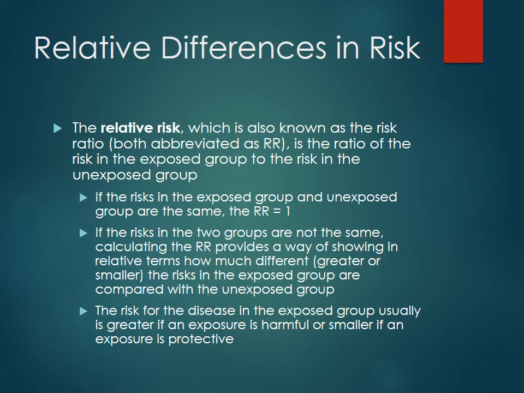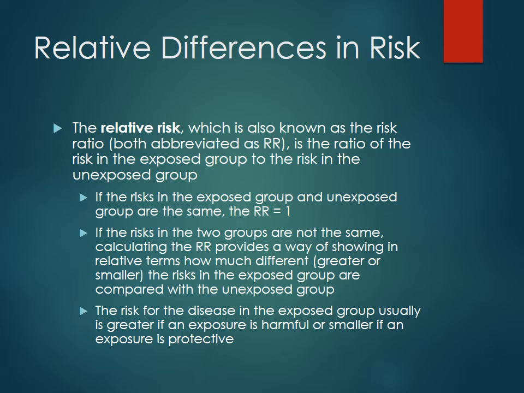So the relative risk, and so when we say relative risk, what do you think we're going to be doing with those two different risk numbers? Yeah, now we're going to start dividing them by one another. So the relative risk is going to be that relative measure. It's also known as the risk ratio, so you can often see it abbreviated as RR. It's going to be that ratio of the risk in the exposed group to the risk in the unexposed group.